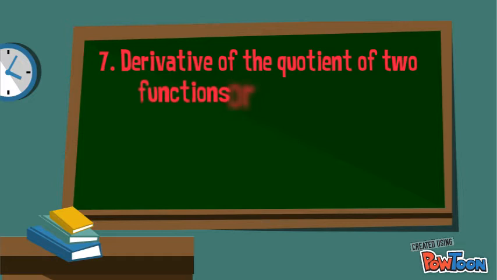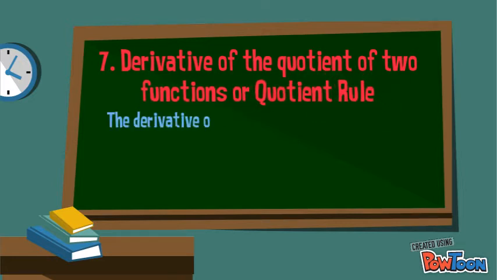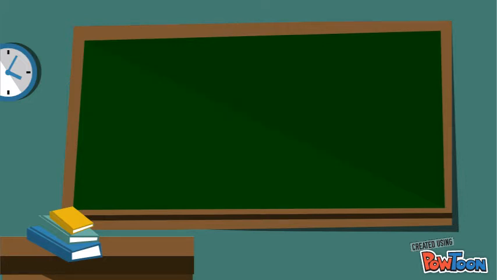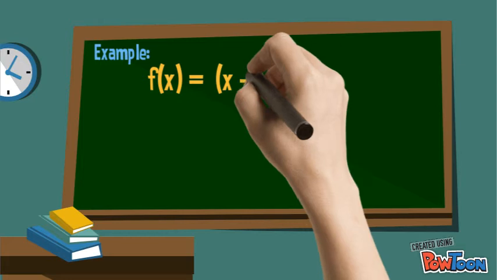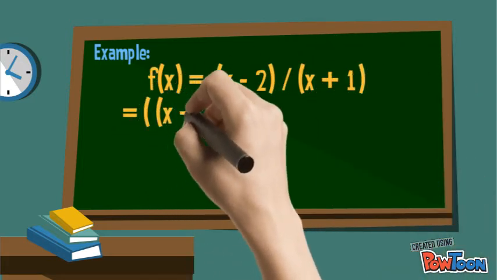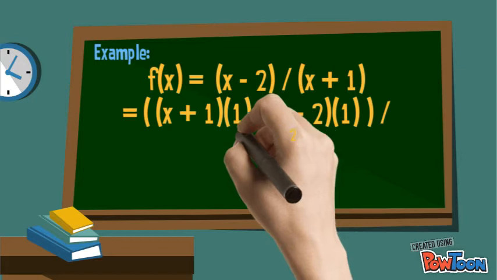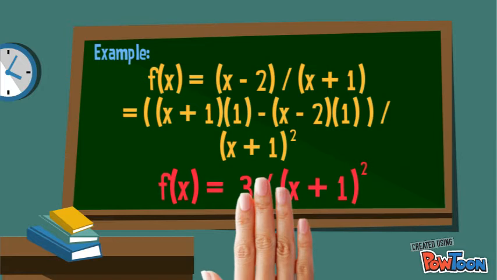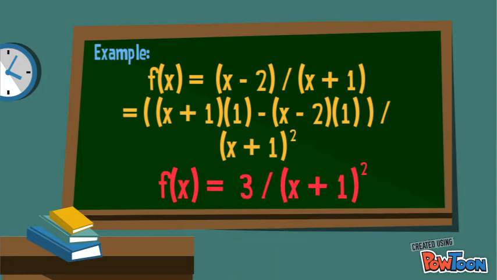Number 7 is the quotient rule. The derivative of f(x) = g(x) over h(x) is given by f'(x) = [h(x) multiplied by g'(x) - g(x) multiplied by h'(x)] all over h(x)^2. For example, f(x) = (x - 2) over (x + 1). Applying the quotient rule, we will get [(x + 1) multiplied by 1 - (x - 2) multiplied by 1] all over (x + 1)^2. Simplifying it, we will have 3 over (x + 1)^2.